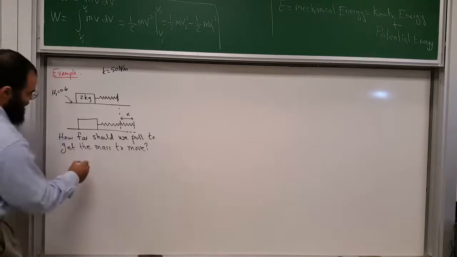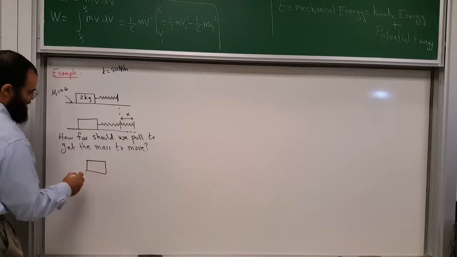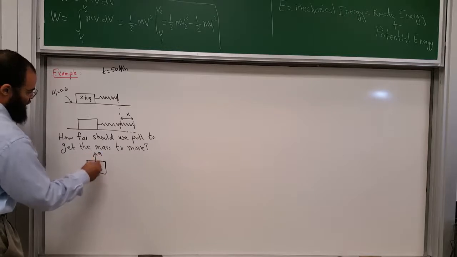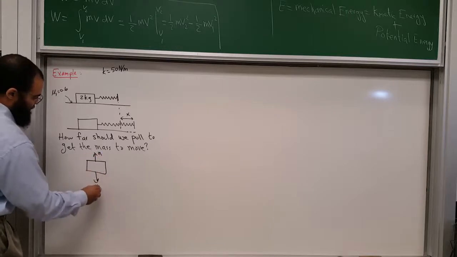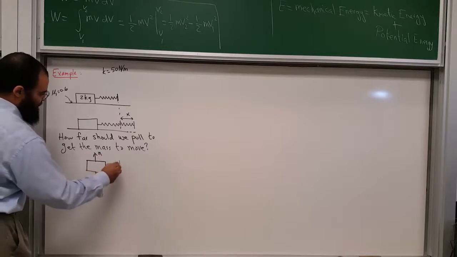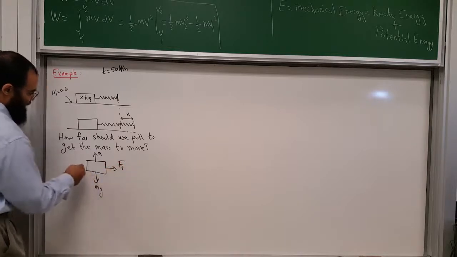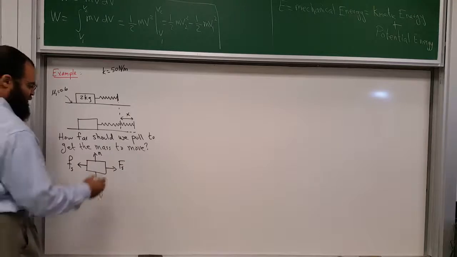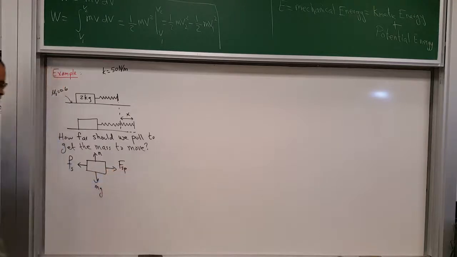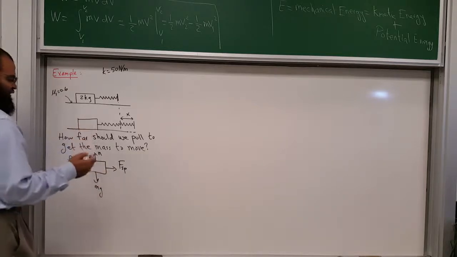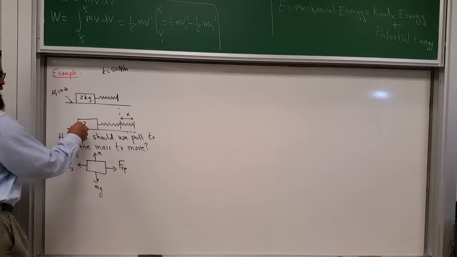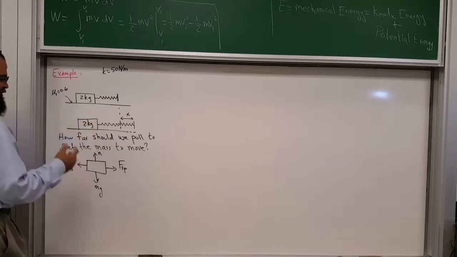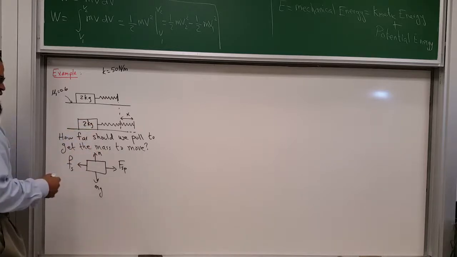Well, let's draw the free body diagram for the mass. Here is the mass. There is, of course, the normal force. There is mg. There is the force of the spring, I'll call it Fs, for spring. And then there is the force of static friction. And as you remember, force of static friction does not take a single value. It takes a range of values between 0 and a maximum value.